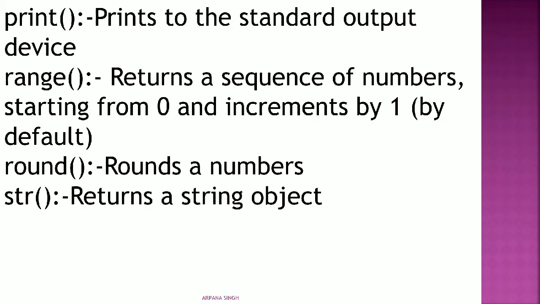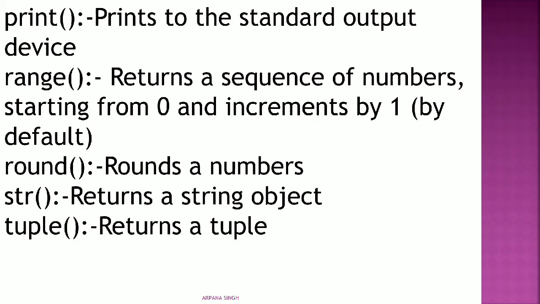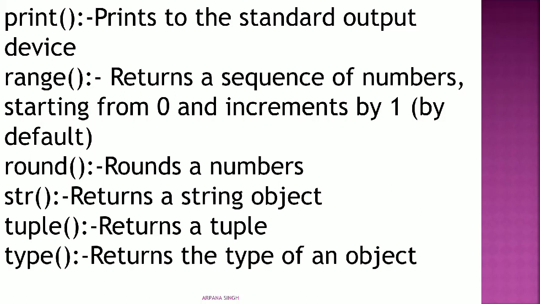str returns the string object. Tuple returns the tuple of the given argument. Type returns the type of the given object. Like if you write type 5, it will return int. If you write type 5 within quotes, it will return str. If you write type 5.25, it will return float.